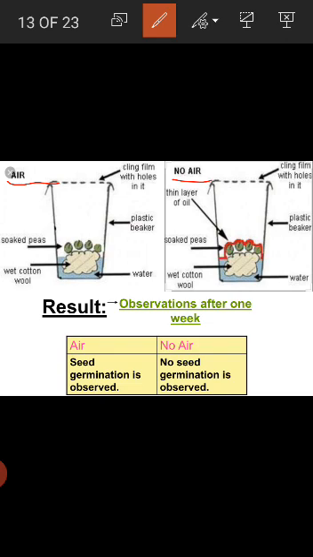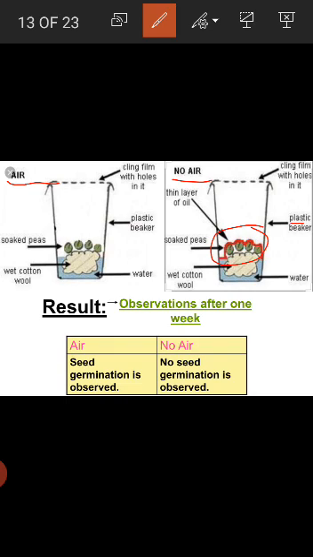In the beaker labeled no air, add enough cooking oil to cover the seeds, and cover both beakers with cling film. Pierce 20 holes in the cling film of the beaker labeled air using a needle, and do not pierce holes in the other beaker, and place both beakers in the light cupboard for 1 week.